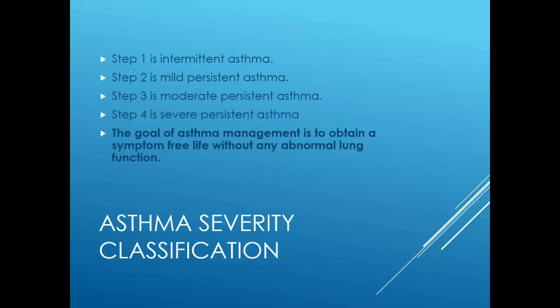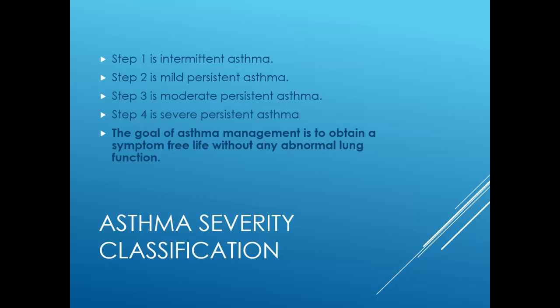So asthma has a classification system. We have 4 steps. The first step, or step 1, is intermittent asthma. The second step is mild persistent asthma. Step 3 is moderate persistent asthma. And step 4 is severe persistent asthma.